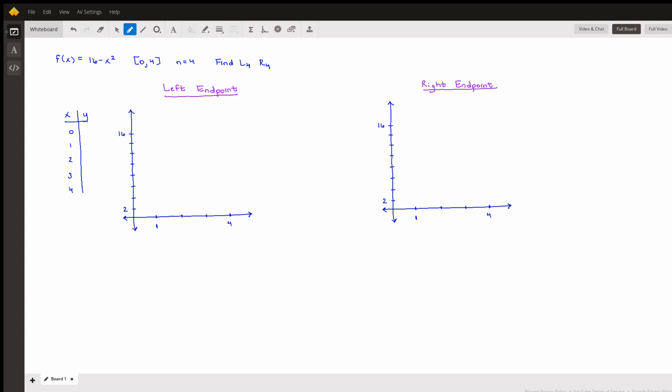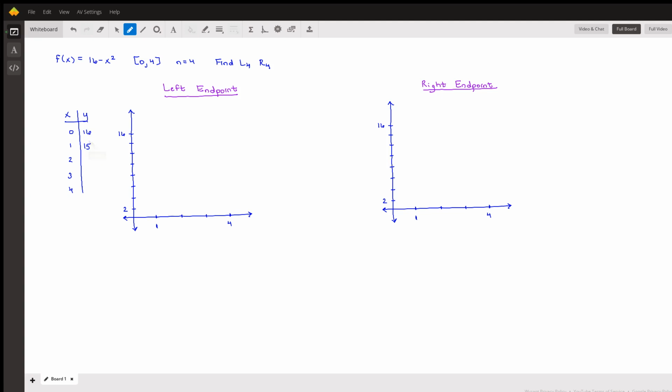So the first thing we want to do is make a table, find some points, and then plot the graph. Okay, graphs really help. So you'll see I have my table on the left-hand side. If I plug in 0 first, 0 squared is just 0. 16 minus 0 is 16. Plug in 1. So 1 squared is 1. 16 minus 1 is 15.